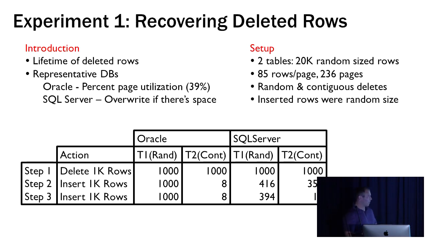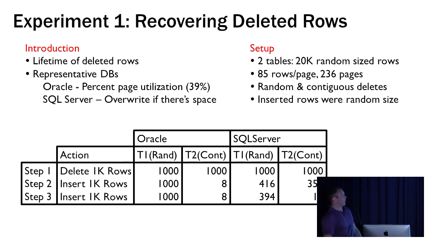So for Oracle on the random deletes, we never fell below that % page utilization. So we were able to recover all of the deleted rows. For the contiguous deletes, we fell below that % page utilization, and the new inserted rows came in and overwrote the old ones. The remaining values we were able to recover landed in a page that didn't fall below the utilization threshold.